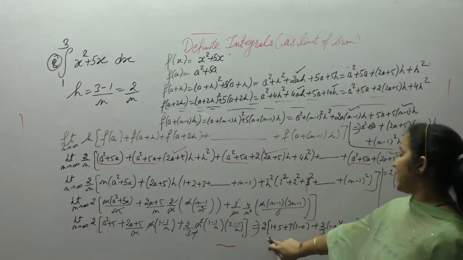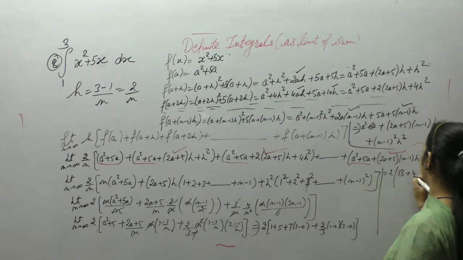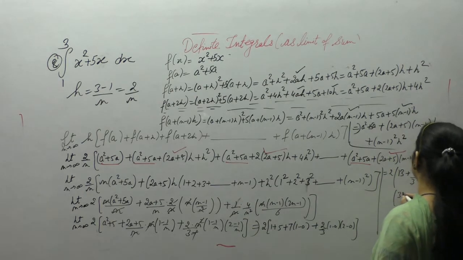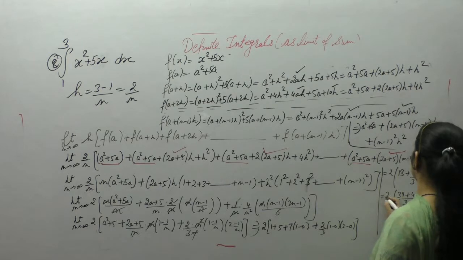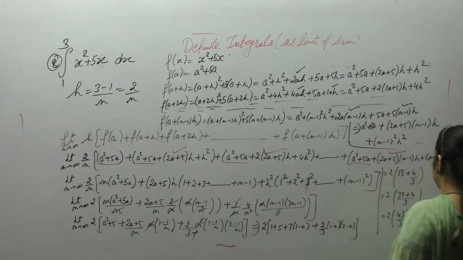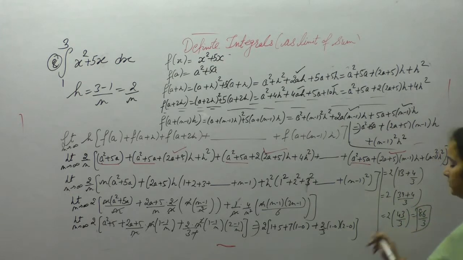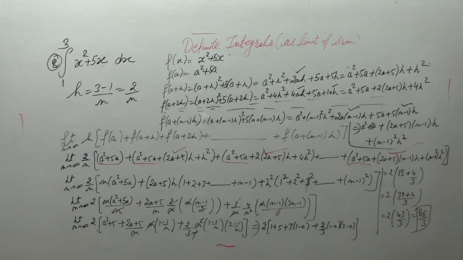5 plus 1, 6 plus 7, 13 plus 4 by 3, that is 43 by 3. Note it down.